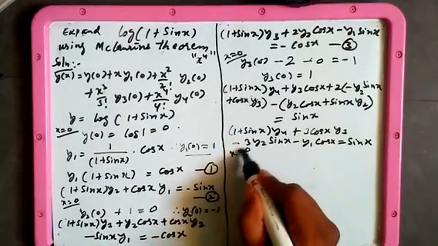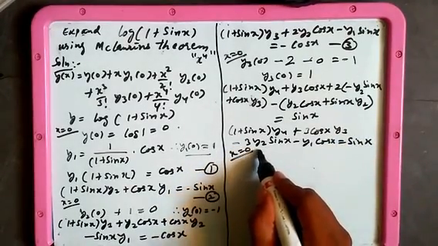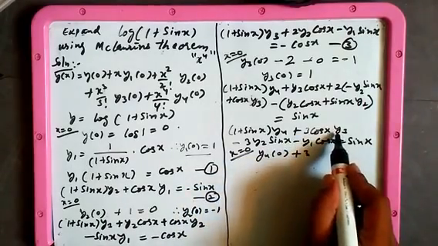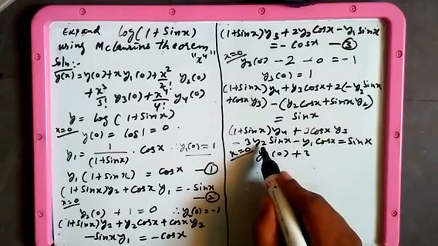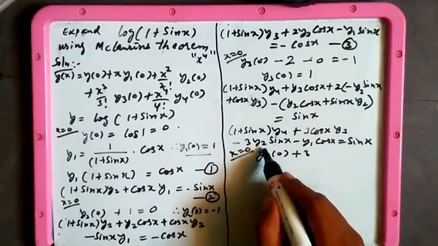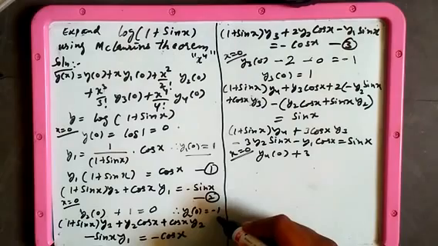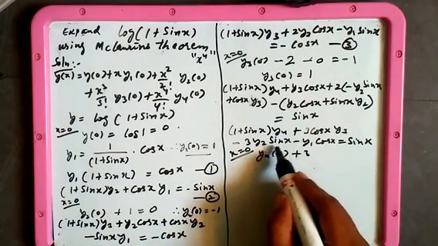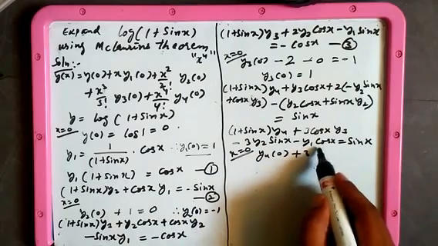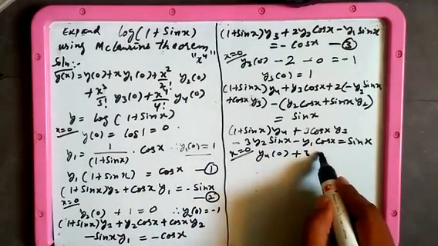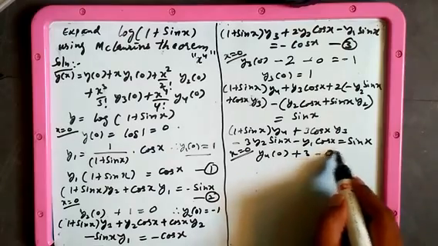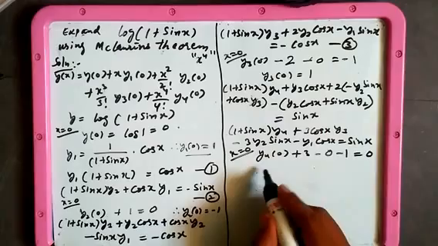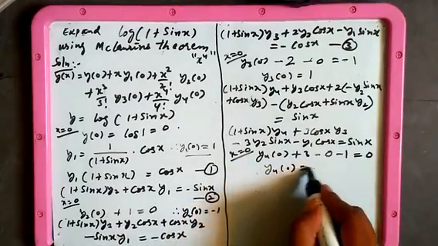Now again at x equal to 0 in the above equation, you will get y4 at 0 plus 3, y3 at 0 is 1, therefore 3, and y2 at 0 is minus 1. Sine 0 is 0, so this term is 0, and this is y1. Y1 is 1, therefore it is minus 1. So 0 minus 1 is equal to 0, this term is 0 and this is 1, and sine 0 is 0. So therefore y4 at 0 is nothing but minus 2.